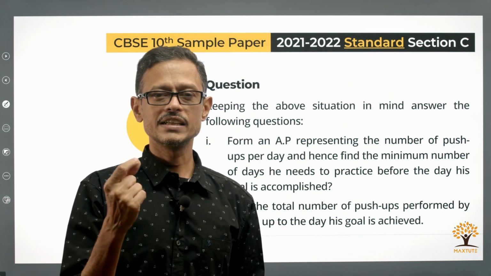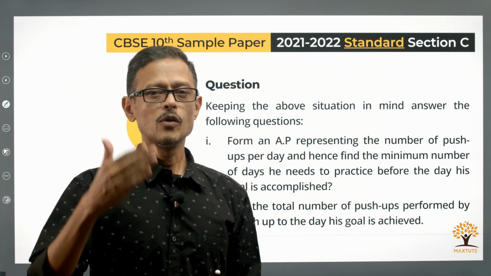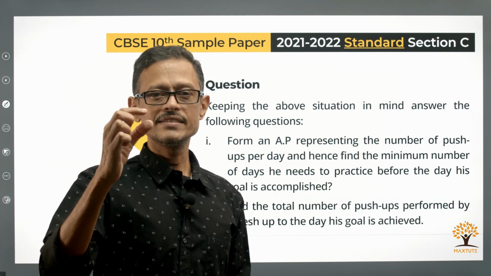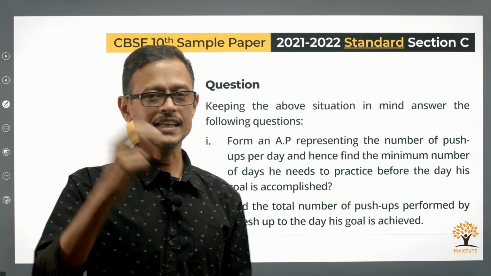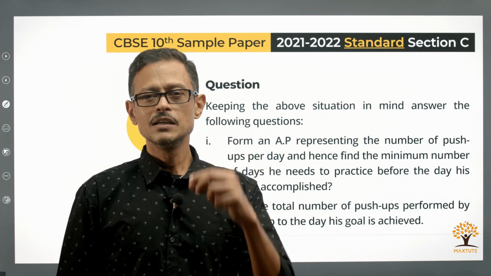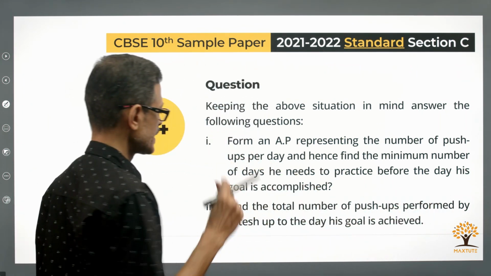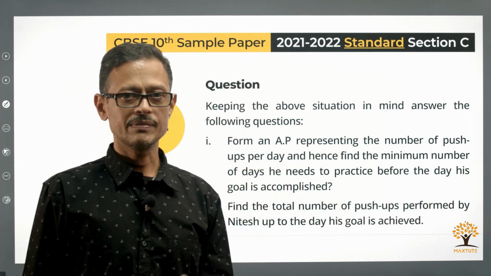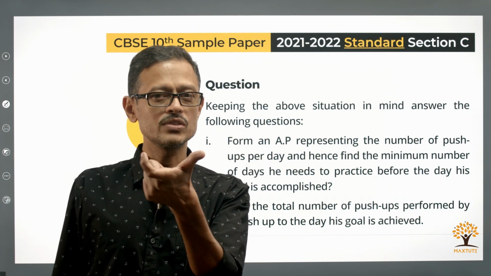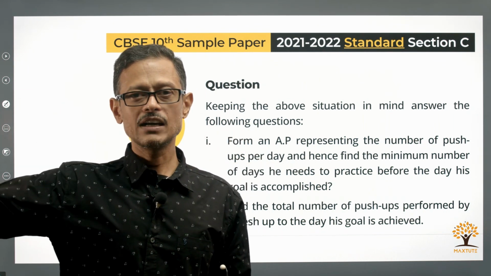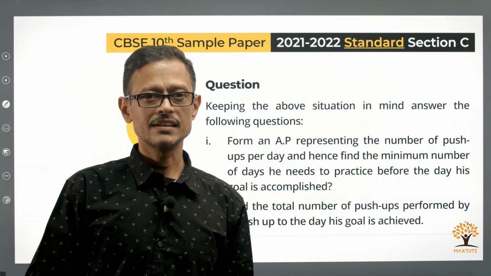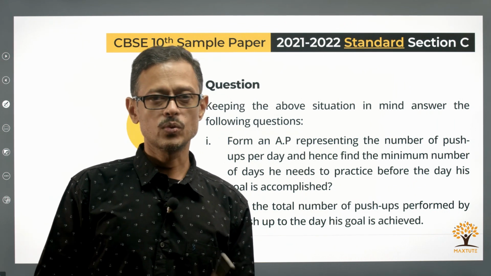And hence, find the minimum number of days he needs to practice before the day his goal is accomplished. His goal is to reach 3900. So how many days, what is the value of N to reach the target 3900? That's the second part of this question. Second question itself within this, find the total number of push-ups performed by Nitesh up to the day his goal is achieved. The first day was 3000, next day is 3005. So till you keep adding all of these things till he reaches 3900. How many total push-ups has he done is what the question is, right?